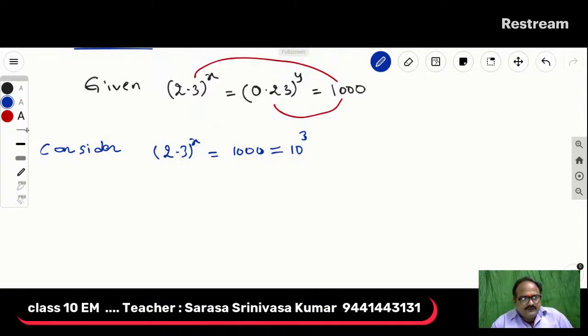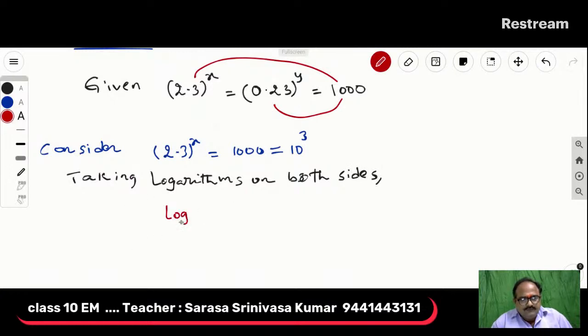Taking logarithms on both sides, we can write log of 2.3 power x equal to log of 10 power 3. Now you should remember that the base is 10.